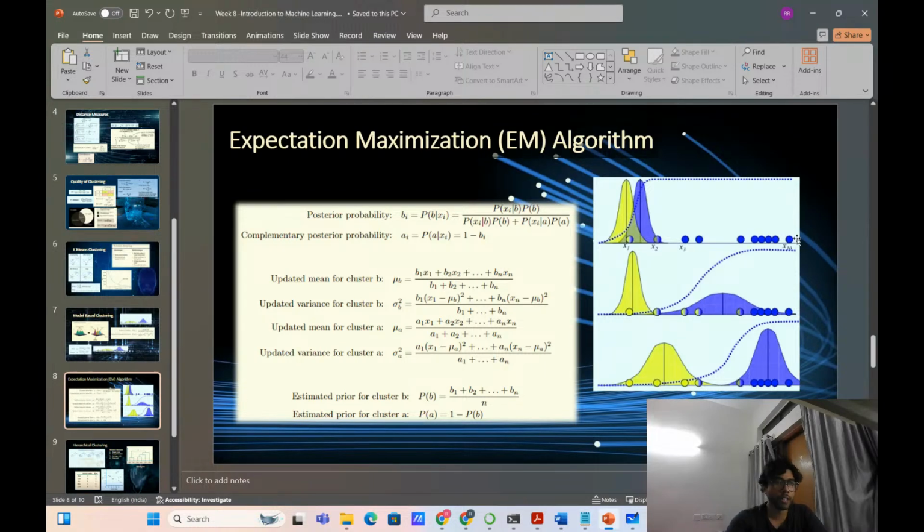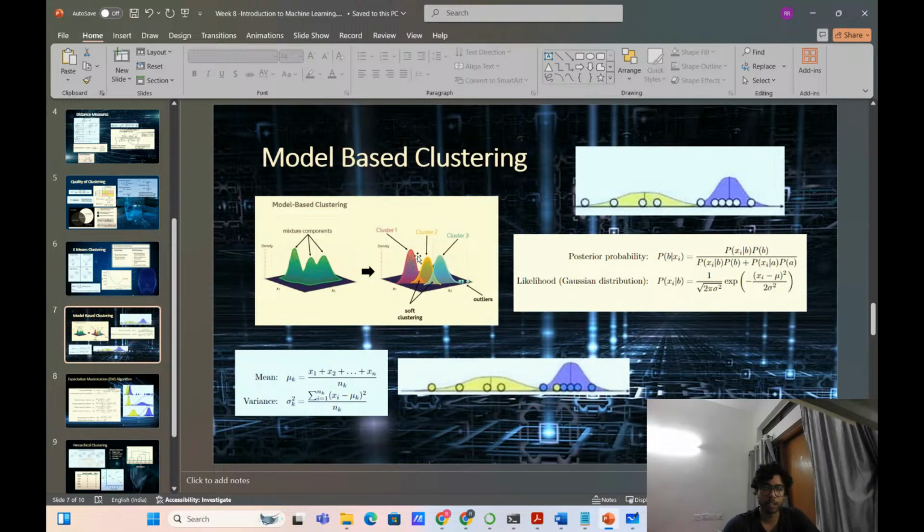So this is just a 1D example. You could have 2D and 3D and so on. So if you look at this diagram, this shows a 2D Gaussian model, and so on.